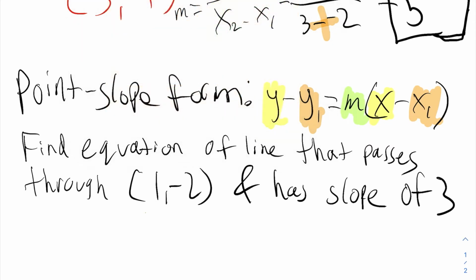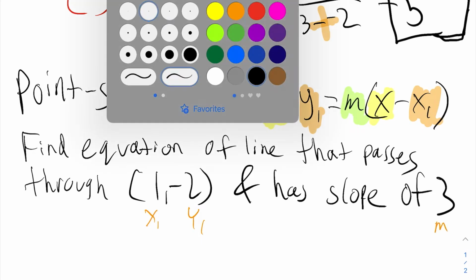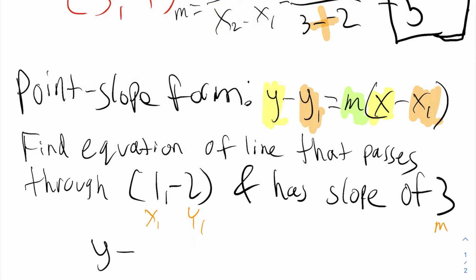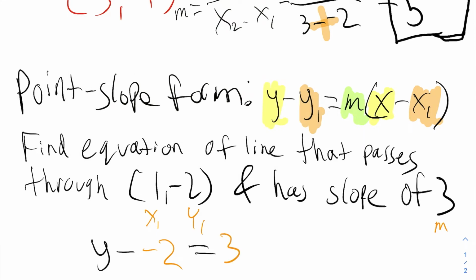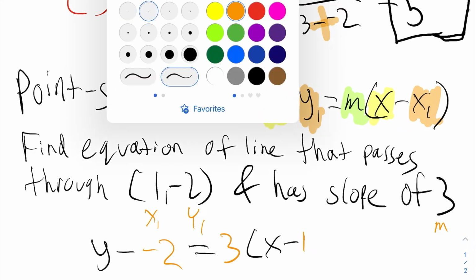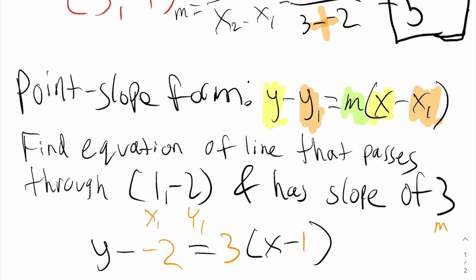So I'm going to take what I know. First, I'm going to label my point. I'm going to call this x1, and this is y1. And then this is my m, my slope. So I'm going to take my equation. I'm going to say y, subtract my y1, which is -2, equals my m, which is 3, and then I have my parentheses. x, take away my x1 coordinate, which is 1. Getting all the colors here, extra fancy.